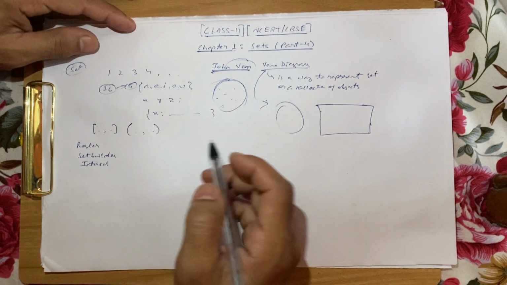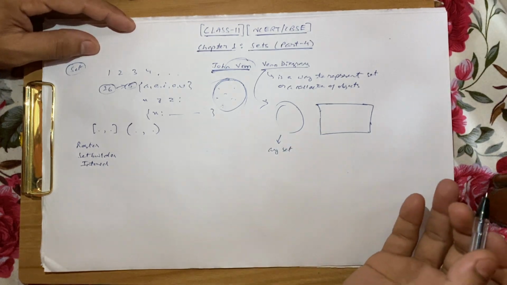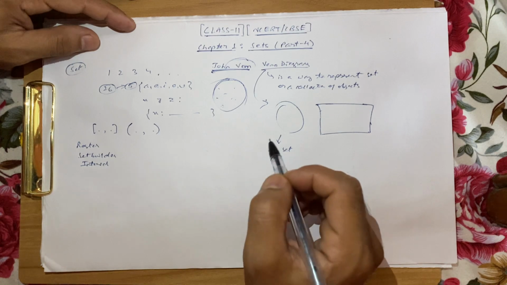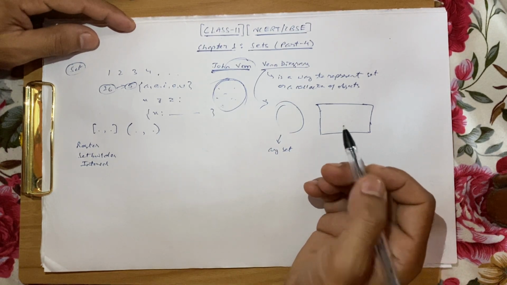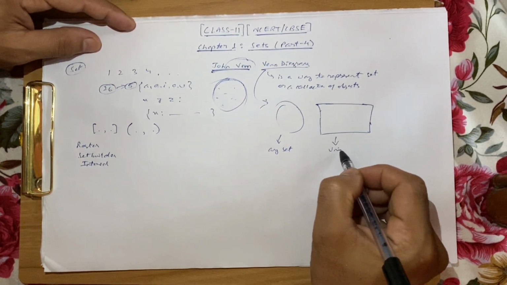He said that a circle can be used to represent any set, okay, any set that you have can be represented by a circle. And a rectangle needs to be used only for a universal set, okay, let's keep it simple.